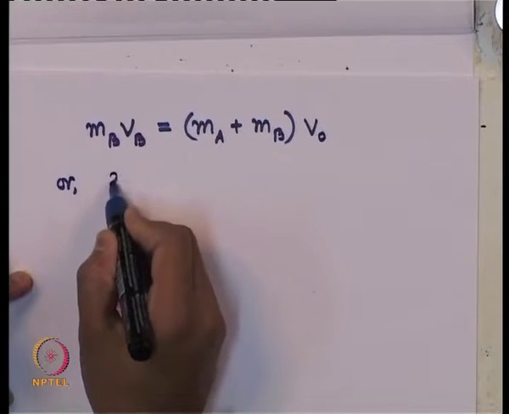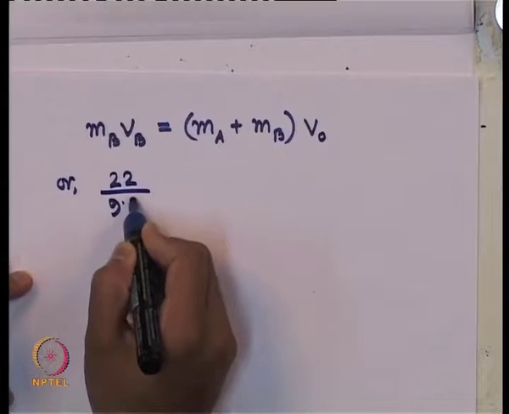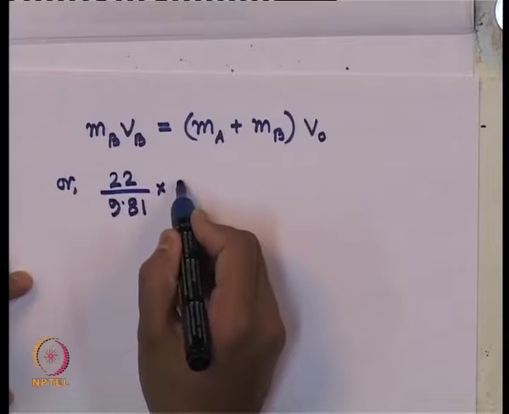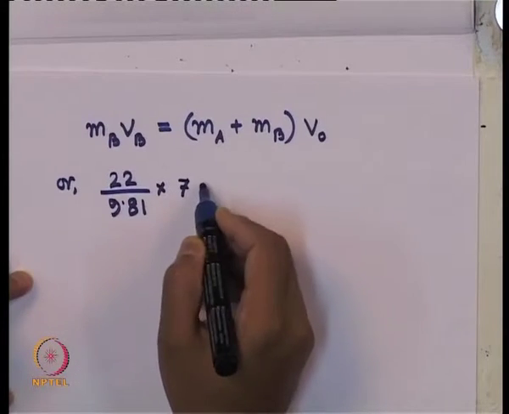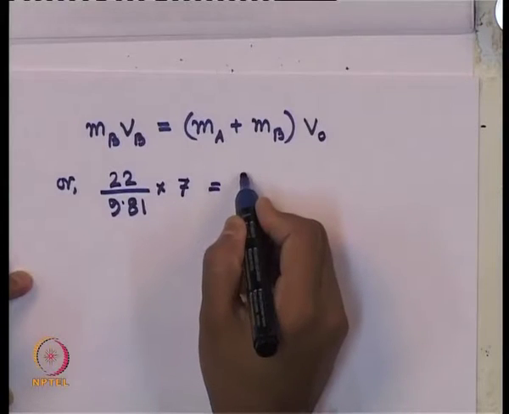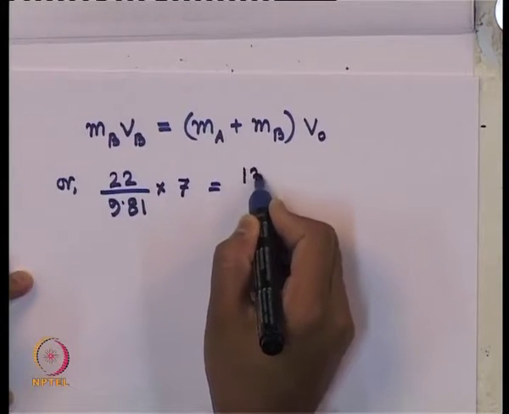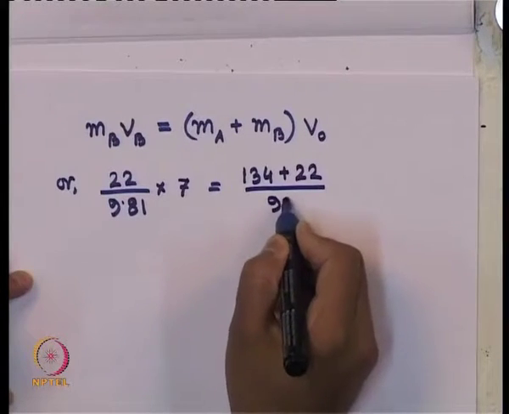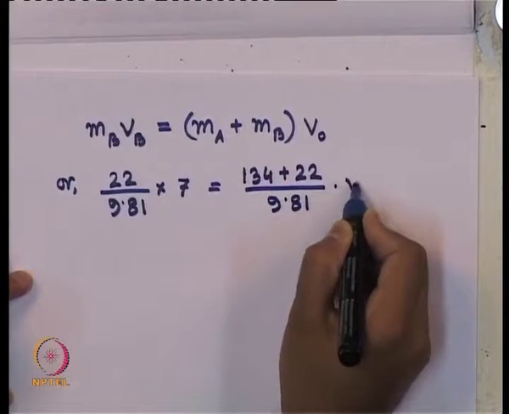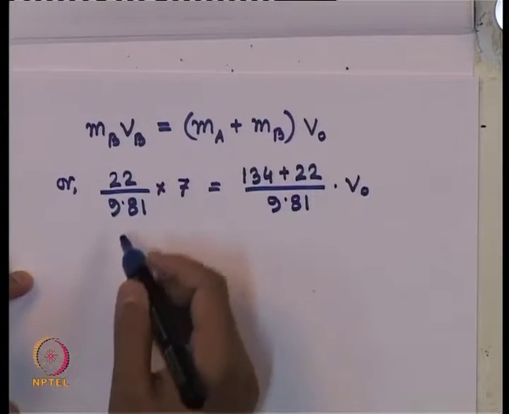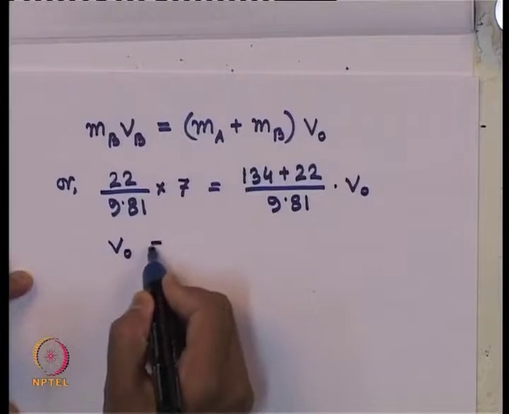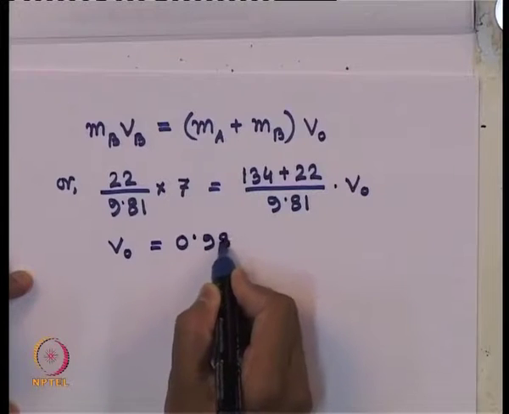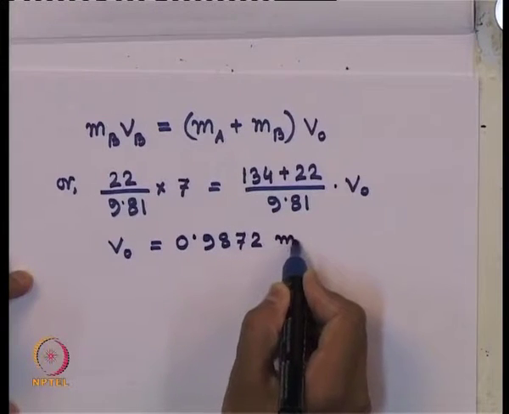M B is how much? 22 by 9.81. V B, the speed of impact, equals 7, equals 134 plus 22 by 9.81 times V naught, which gives us V naught as, if we solve this, we will get 0.9872 meter per second.